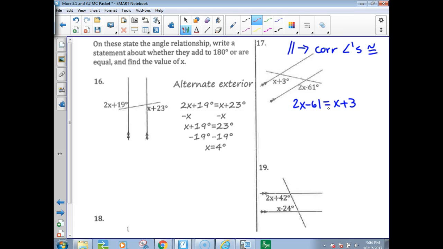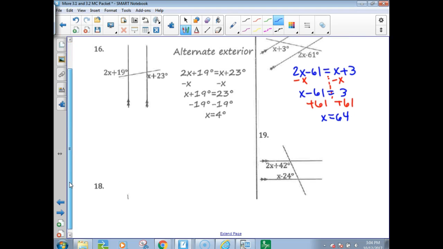Okay, I'll go through a couple of these problems with you. So the first step would be to subtract x from both sides. We get x minus 61 is equal to 3. Then you would add 61 to both sides, and you would have x is 64. All right. So that's what you're doing in this section. A little algebra thrown in with the geo concepts.